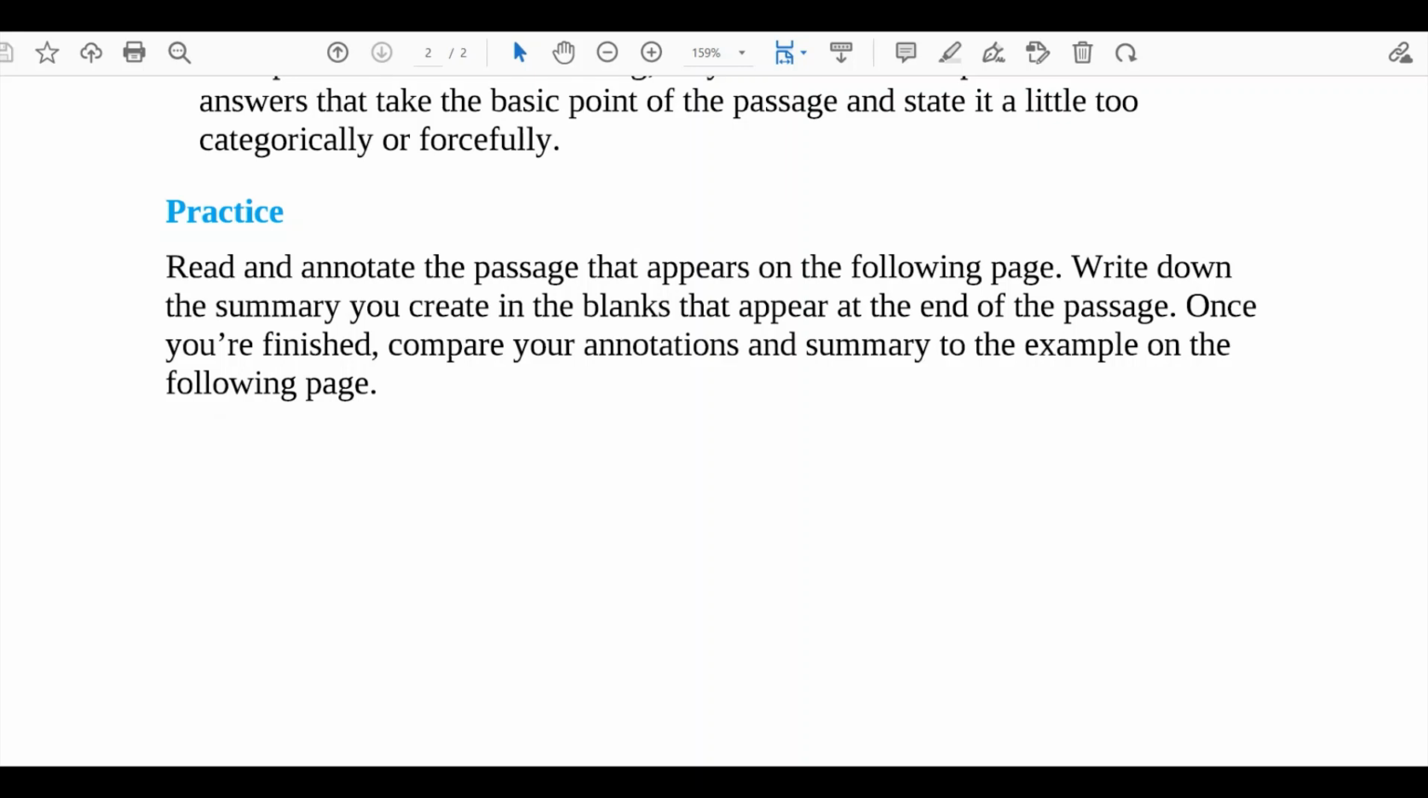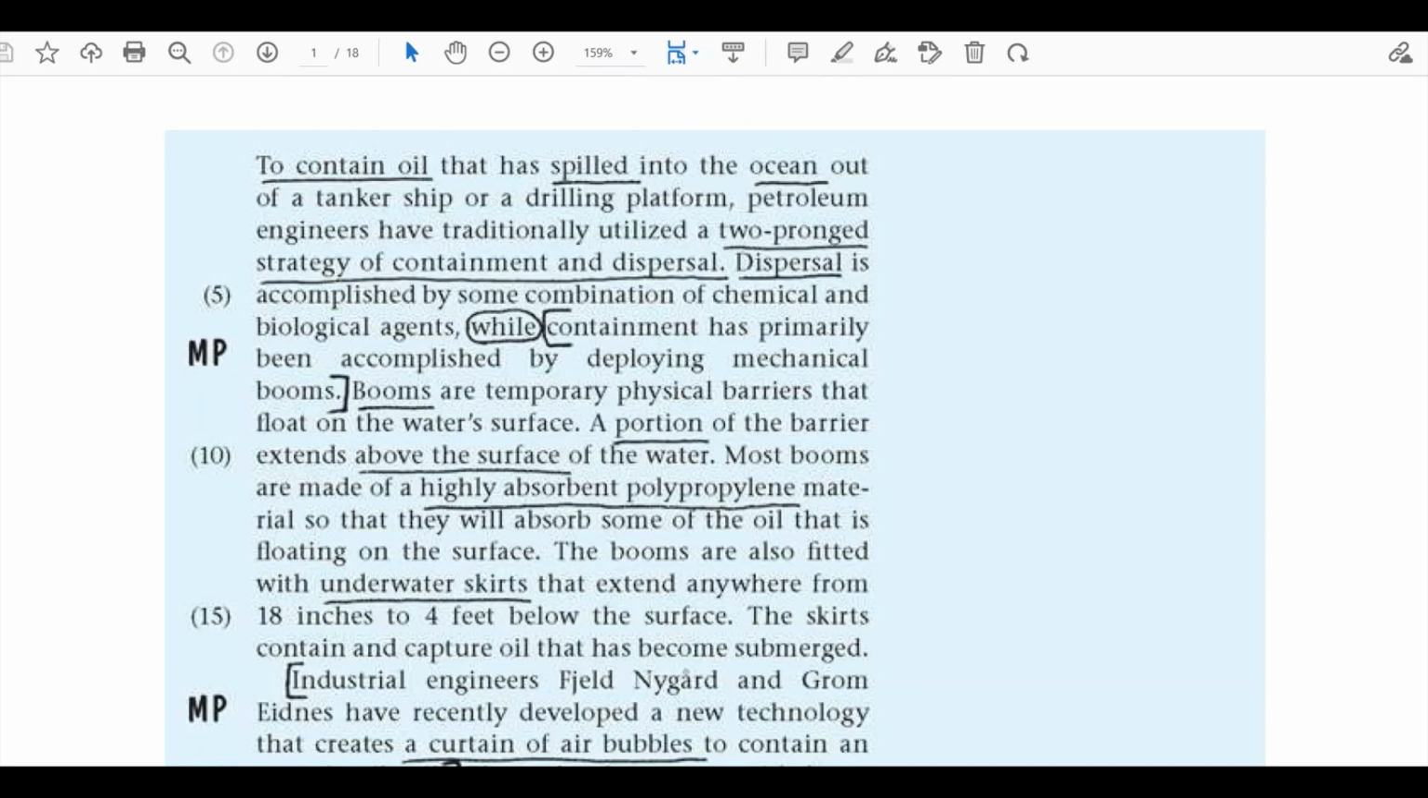Now it's time to practice. We read, we mark, we annotate the passage that will appear on the following page. We will write down the summary, then we will complete our reading passage with main points. We will circle, highlight, and underline. Let's get started. So here is our reading comprehension passage. Let's get started with the reading.